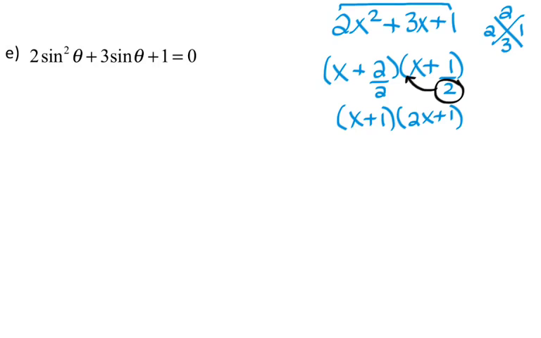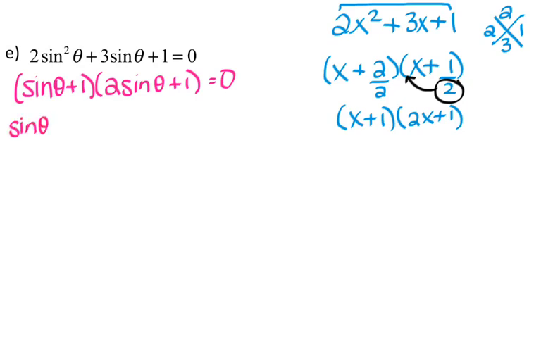Okay, so our original problem didn't have x's, it had sines. So I can factor this to sine of theta plus 1, times 2 sine of theta plus 1, equals 0. So I have two expressions. I'm going to set them both equal to 0. So I have sine of theta plus 1 equals 0, and 2 sine of theta plus 1 equals 0.